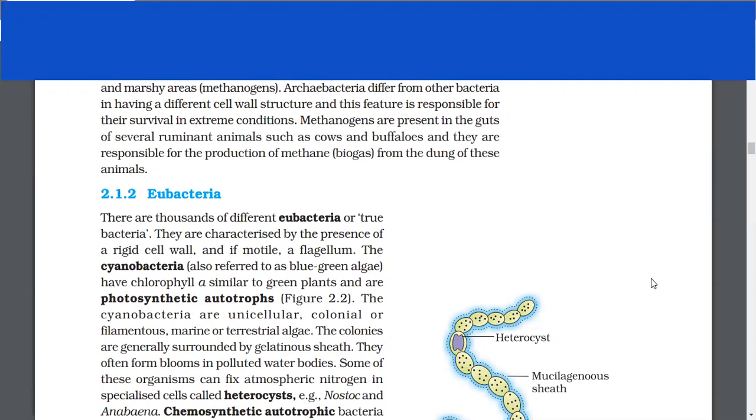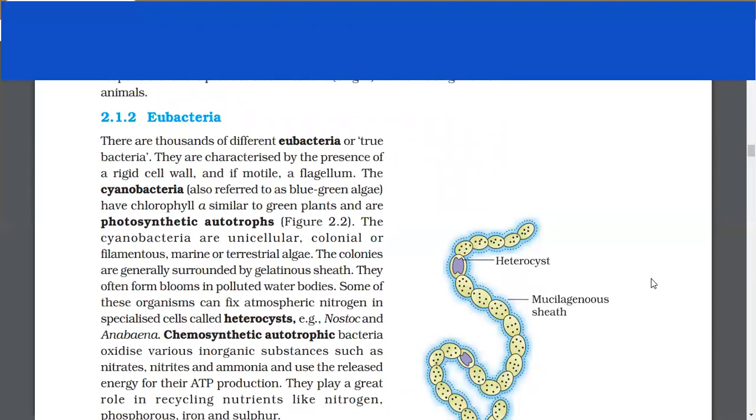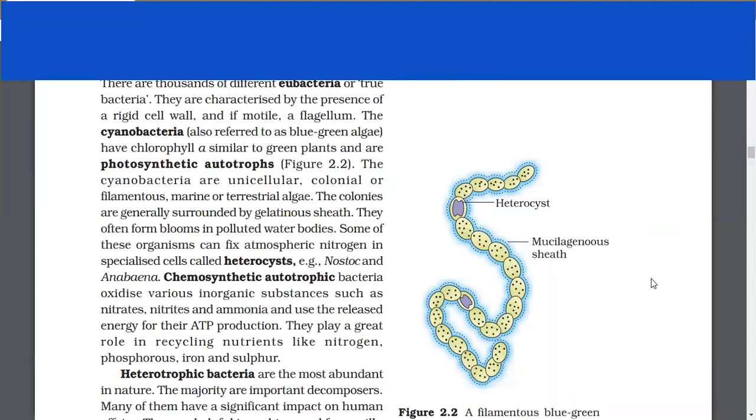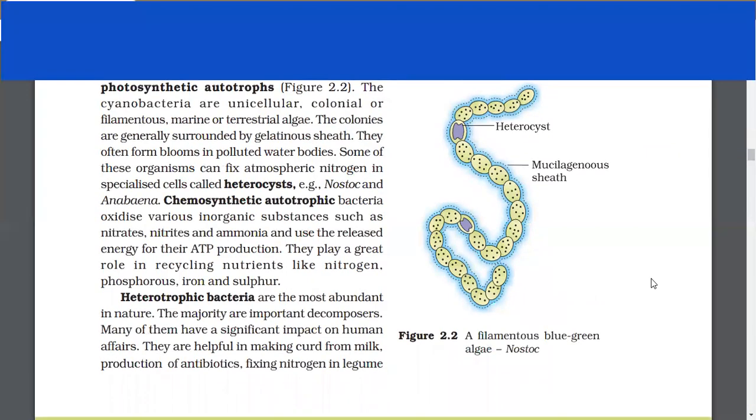Eubacteria. There are thousands of different eubacteria or true bacteria. They are characterized by the presence of a rigid cell wall and, if motile, a flagellum. The cyanobacteria, also referred to as blue-green algae, have chlorophyll a similar to green plants and are photosynthetic autotrophs. The cyanobacteria are unicellular, colonial, or filamentous, marine or terrestrial algae. The colonies are generally surrounded by a gelatinous sheath. They often form blooms in polluted water bodies. Some of these organisms can fix atmospheric nitrogen in specialized cells called heterocysts, for example, Nostoc and Anabaena.